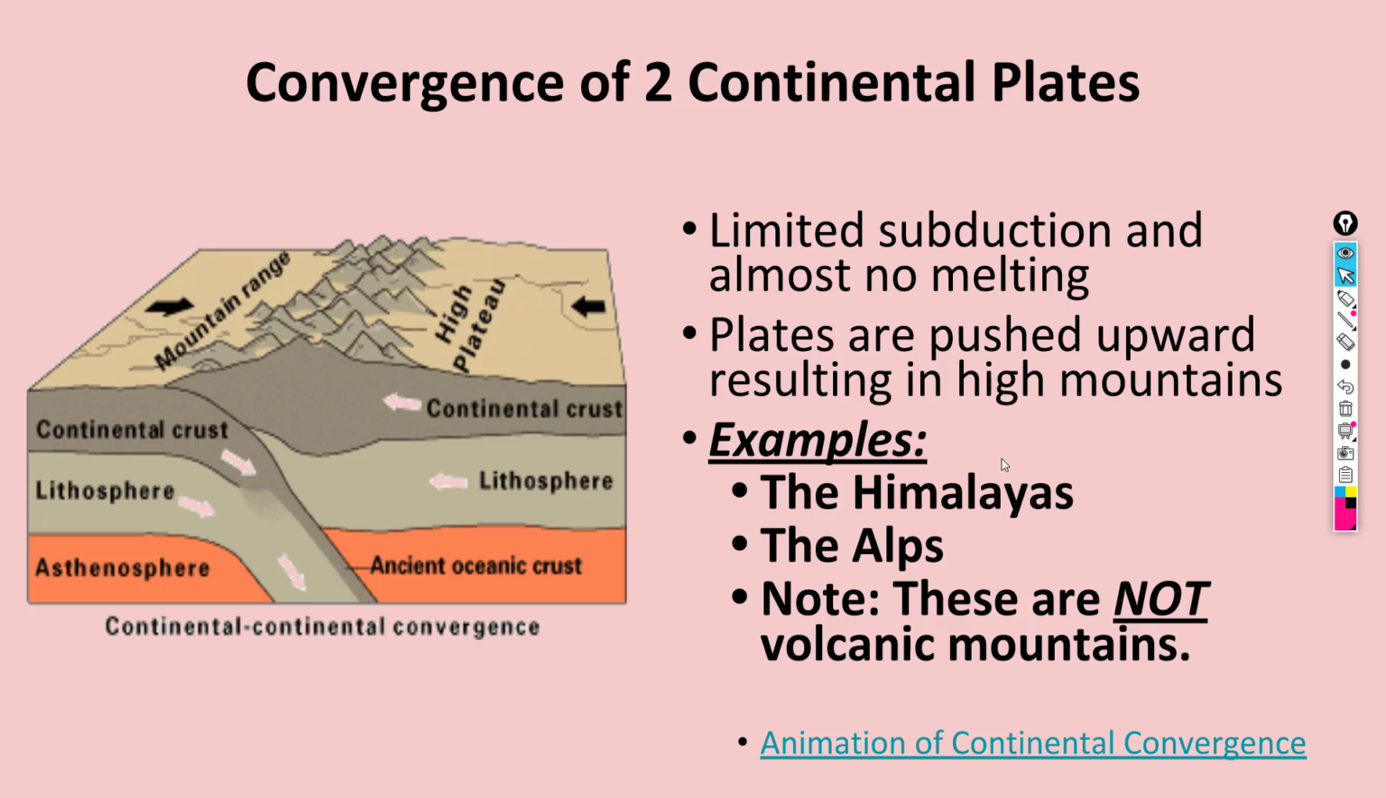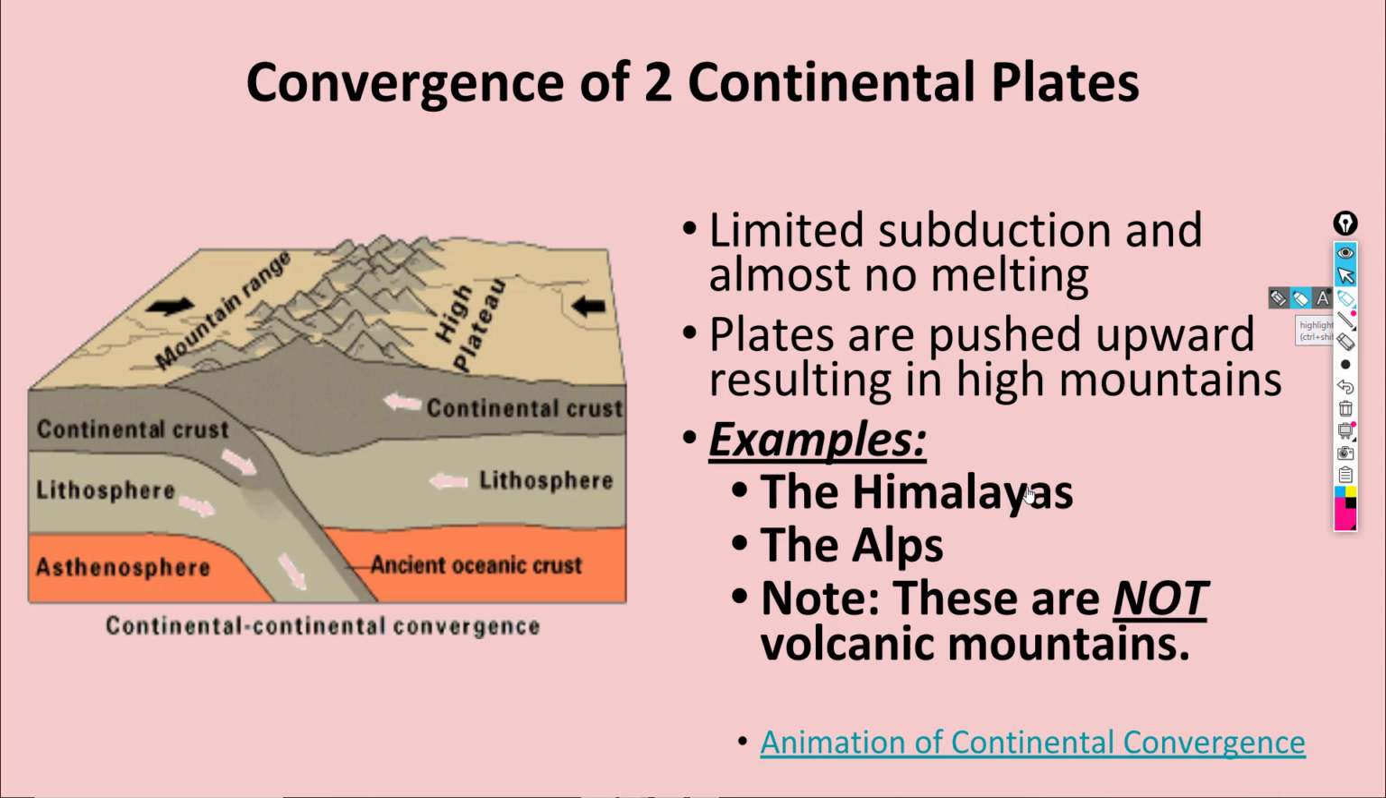All right, let's talk about the next kind. The next kind, you guys, is when we have the convergence of two continental plates. Now, in this case, we don't have volcanoes because essentially we have two of these big, thick pieces of crust. They're really thick, they don't subduct, and as a result, it just crunches and goes pretty much straight up in the air. So the tallest mountains on the planet are the result of this type of convergence. And again, the tallest mountains on the planet, the Himalayas, the Alps, and of course, please note, you guys, these are not volcanic mountains.